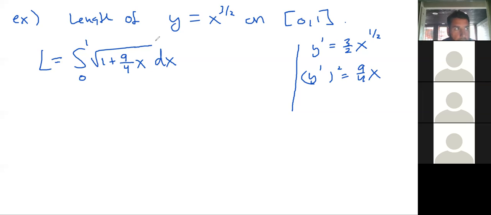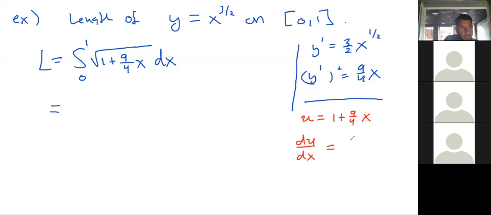Comments, questions? How I got the 9/4? 3 squared is 9, 2 squared is 4. All right, now this integral is going to require that we do a little bit of a substitution. So the clear way to think about this is I'm going to let u equal 1 plus 9/4 x. My du dx becomes 9/4. So my dx becomes 4/9 du.